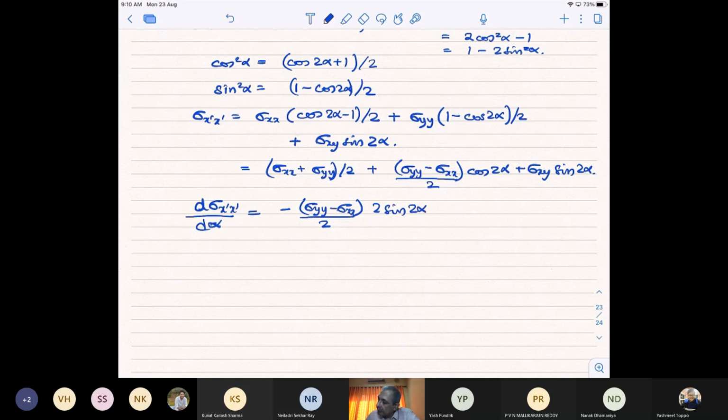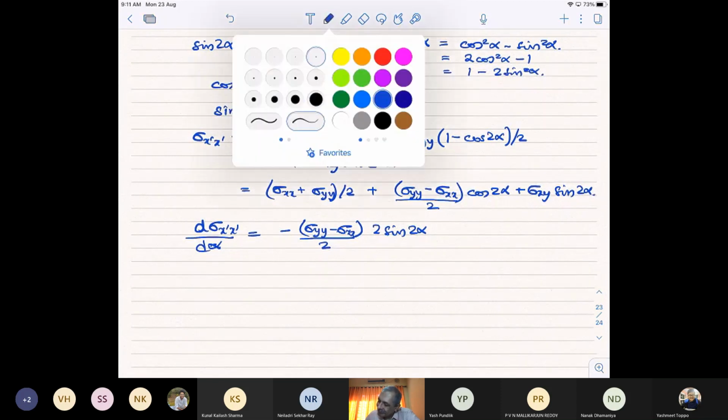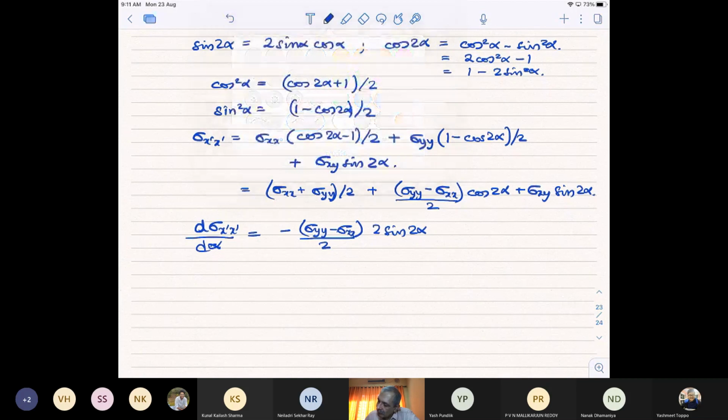And this one will give us... Sir, sorry to interrupt, but the first term is also 1 minus cos 2 alpha, the sigma xx coefficient. Which one? Sir, the first term, sigma xx into cos 2 alpha minus 1 upon 2. It will be plus, no? Yeah.